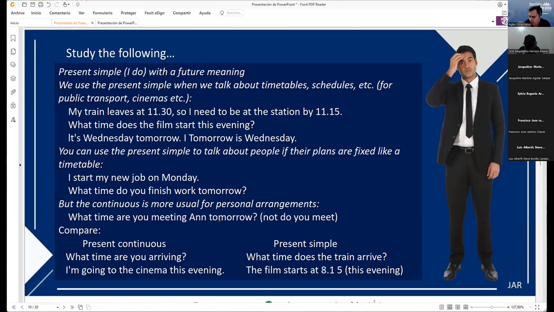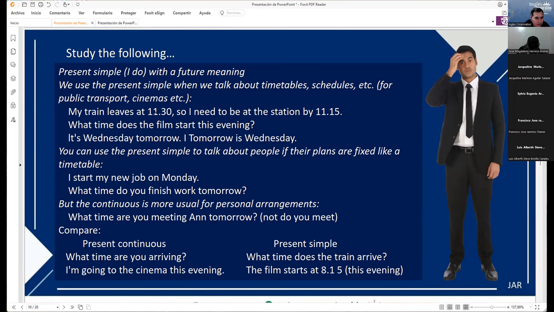Okay? So, that is the idea. So, let's say like this. Arrangements. Arreglos. Acuerdos, arreglos, compromisos. Present progressive. Horarios. Present simple. Okay.